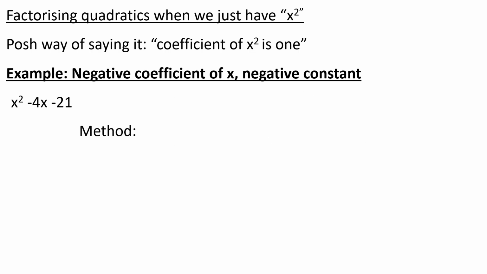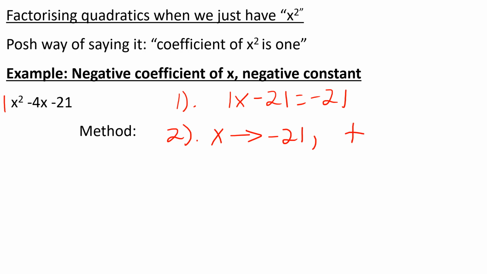Probably the hardest type of this question is when you have a negative coefficient of x and a negative constant, but the method is exactly the same. Firstly, I know that x squared has a coefficient of 1 because it's just x squared on its own. So I do 1 times minus 21, which is minus 21. So I need a pair of numbers that will times to give minus 21, and this time will add to give minus 4. We look at the factors of just 21 first.